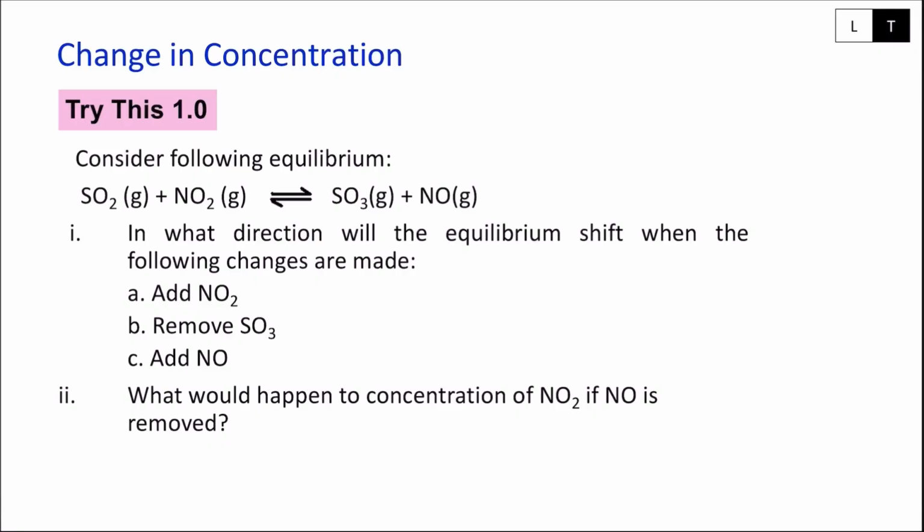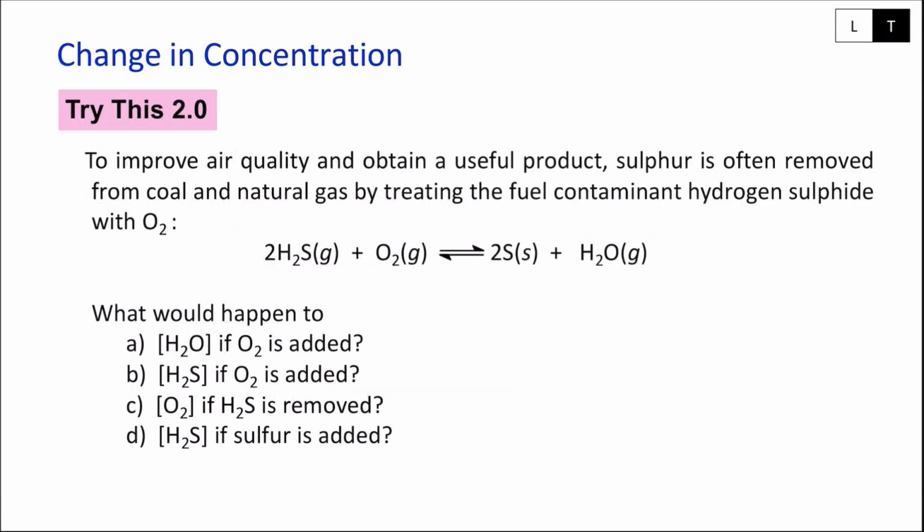So I leave it, try this 1.0 and try this 2.0 for your exercise. So I hope all of you can understand apa effect kita disturb the concentration on our equilibrium.